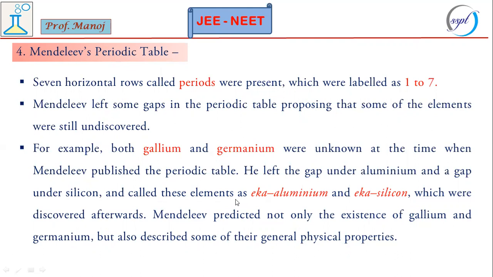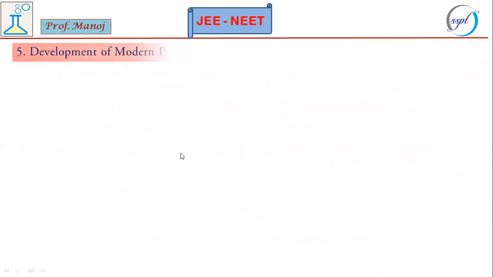There are around 3 to 4 elements he predicted. In fact, of these we see only 2 in the textbook, one aluminium and one silicon. But there are around 2-3 more he predicted actually. One boron also. Yes, correct. That's correct. So let us go ahead. I hope this is fine.